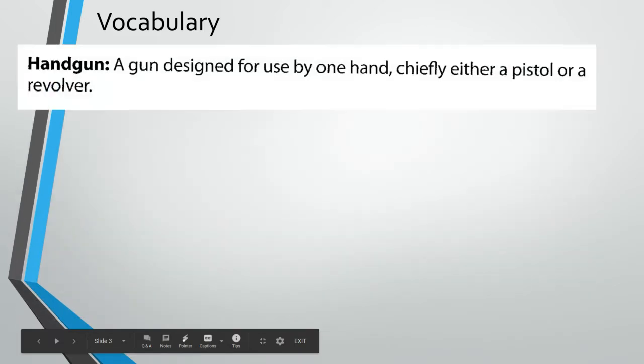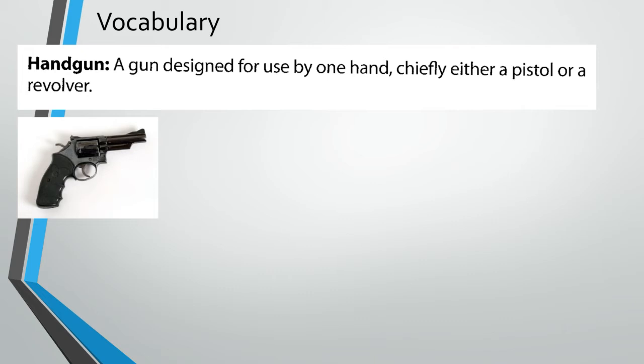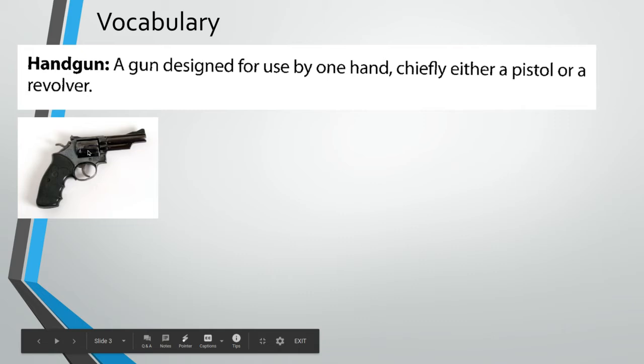Okay, this one's easy. A handgun is a gun designed to be held by one hand. Typically, they're called pistols or revolvers. Here's a classic case, one of the originals. This is a revolver, holds 5 or 6 rounds in this chamber here. It can be fired one at a time.